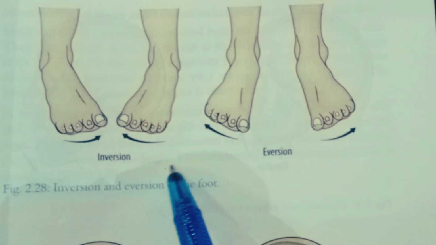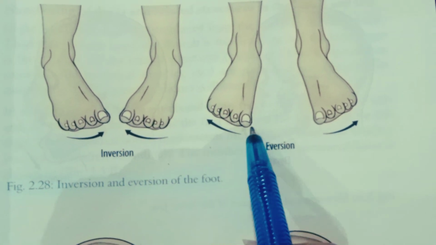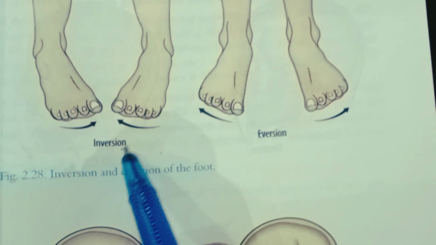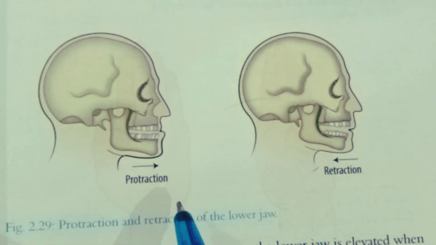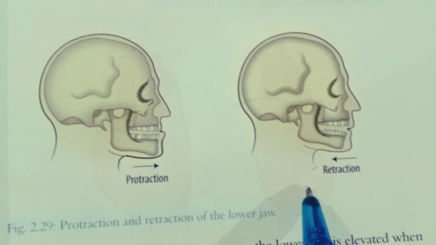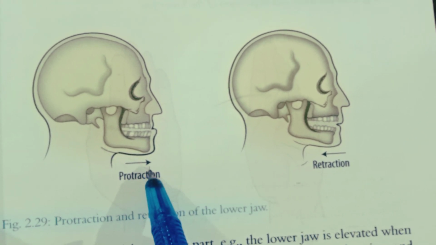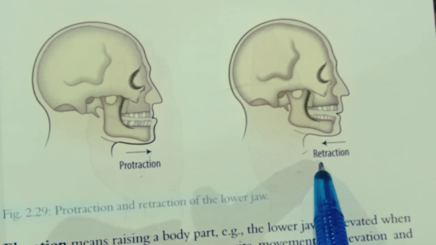Now, inversion and eversion of the foot are represented in these images. Soles turning toward each other is inversion, and away from each other is eversion. And these pictures are showing you protraction and retraction. Moving your lower jaw toward the front is protraction, and toward the backward is retraction.